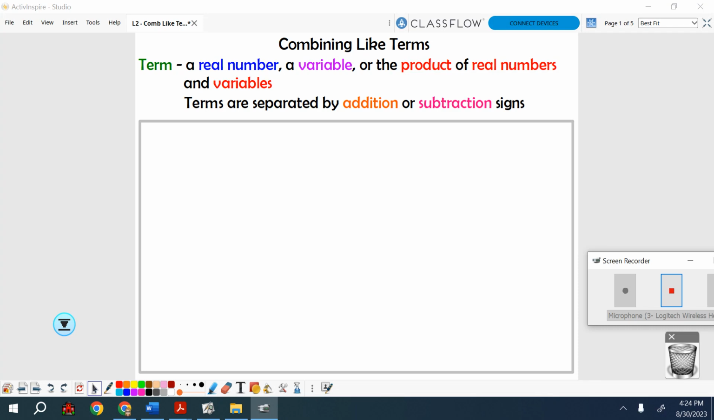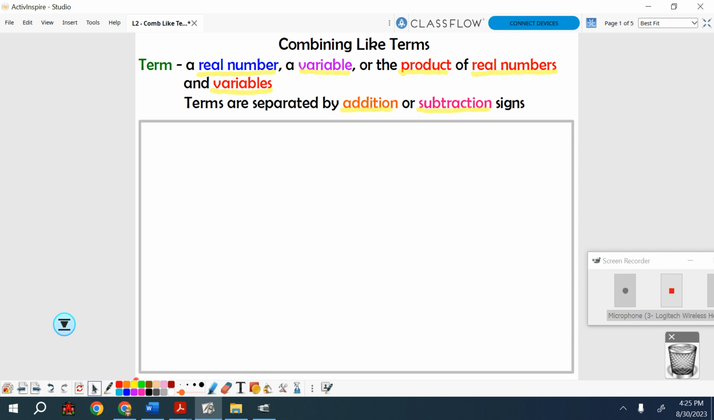Today we're going to be combining like terms. So it's important for you to understand what a term is so that you know how we can combine them and what like terms are. So terms are going to be either numbers, real numbers, variables, or the product of a real number and variable. Okay, and I'll explain that with a picture in just a minute. The important thing to know is that terms are going to be separated by either addition or subtraction signs.